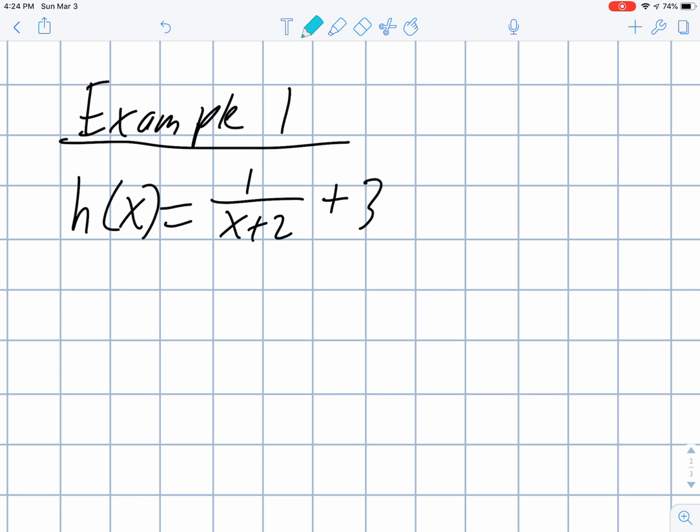Hello everyone, this is Mr. Appel, and we're going to graph this rational here using our understanding of transformations. So let's start by identifying the transformations.